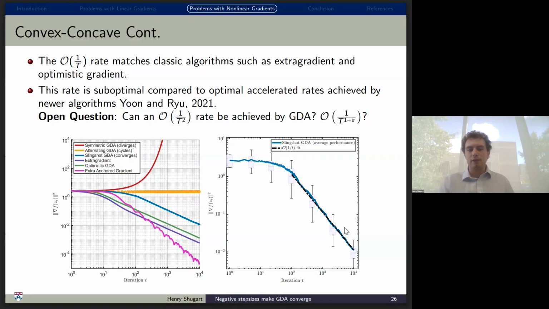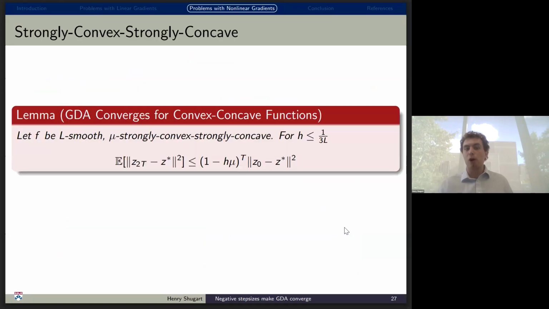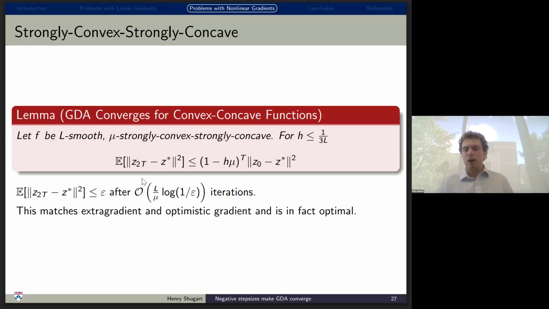And so moving on from convex concave, which we show for the first time the GDA can converge, I'm going to show some results for strongly convex, strongly concave problems where it's been known that GDA can converge at a couple of suboptimal rates. So here we show convergence in the distance to optimality at an order of kappa log 1/epsilon rate. This is in fact at least rate optimal. It's not exactly optimal. We don't make any claim of that.